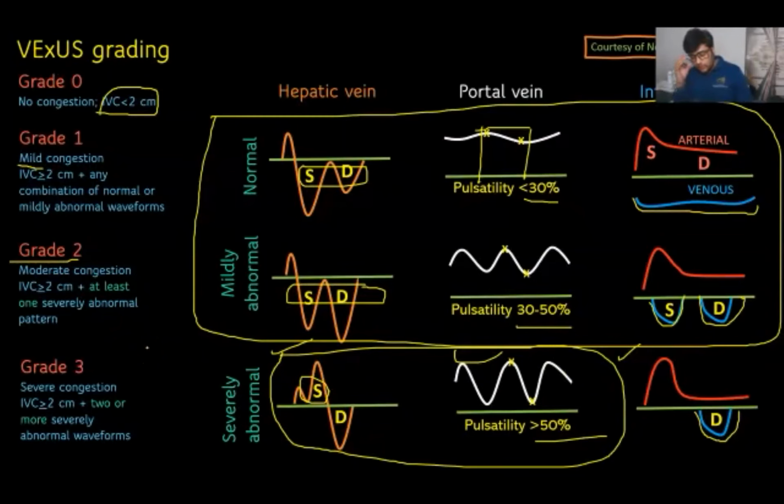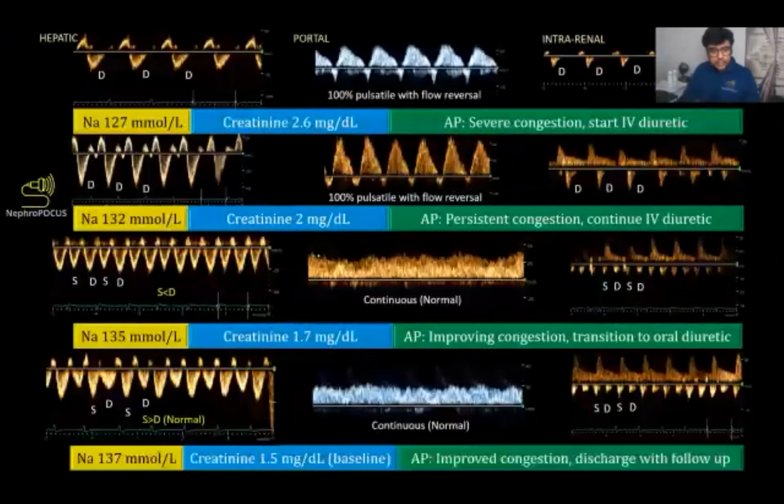And let me tell you that this study is new, but the individual waveforms have been studied before the concept of VExUS came in. So the portal vein has been studied before, the hepatic vein has been studied before, and for the intrarenal vein, there is a lot of data in heart failure patients, the prognostic implications.